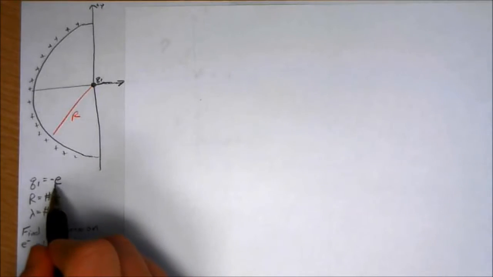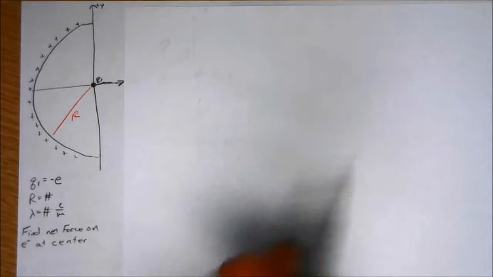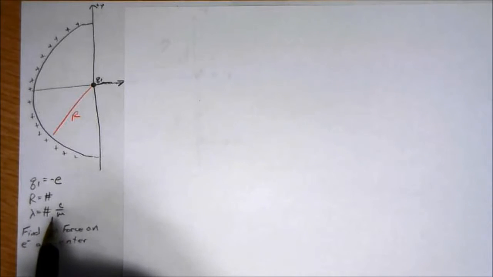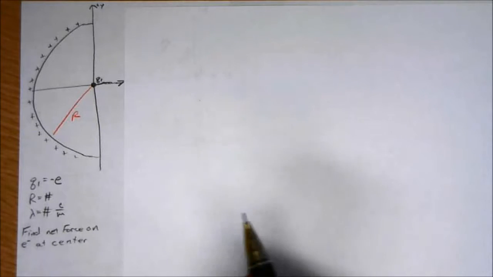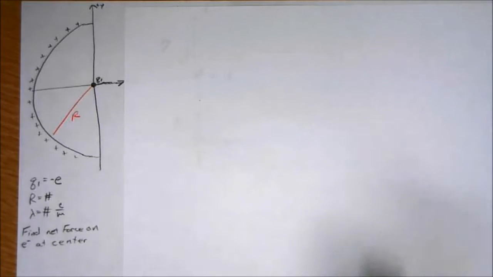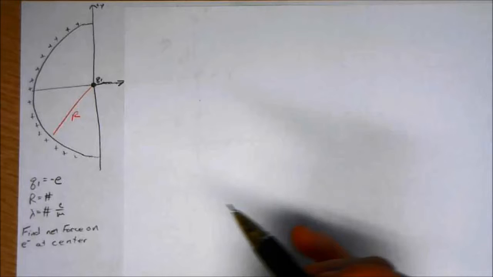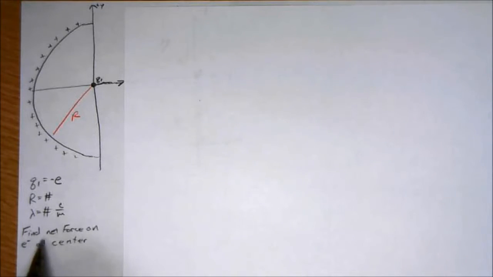The charge at the center is 1 electron, so the charge, I'll call it Q1, is negative e, the elementary charge. The radius is some number, I don't remember what it was, but it's given to you. And the linear charge density, again, it's some number, in units of coulombs per meter. That means every meter has so many coulombs of charge. You find the length, you multiply it by this, you get the total charge. And the question is, find the net force on the electron at the center right here.